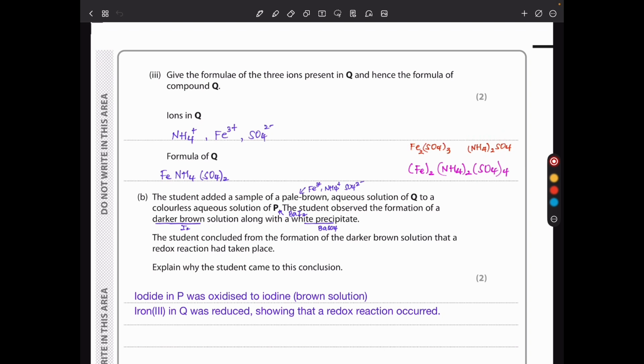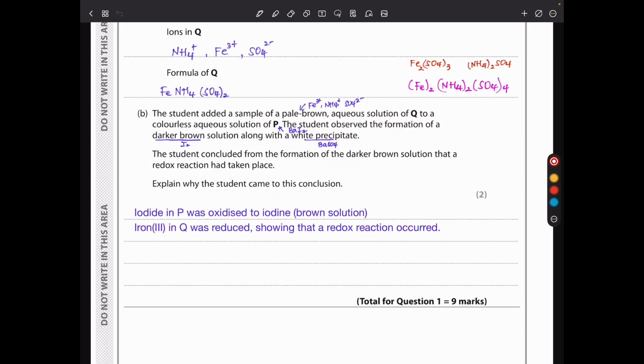So you combine, we have 2 ions, 2 ammoniums, and then we have 4 sulfates, and then get the empirical formula of that, which is Fe1, NH4 1, and then SO4 2 as we can see here. This is an easier way of getting the formula of the compound.